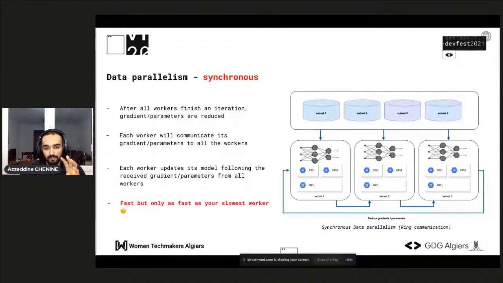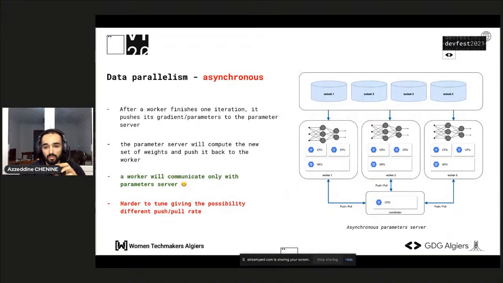So the idea here is that you keep the same architecture as the synchronous one, but what you add is what we call the parameter server node, which is a simple node hosting the parameters of your model, and it can be only CPU. You don't need GPU for this. So the tweak here is that when a worker finishes one iteration, it will push the gradient or the parameters to the parameter server, where your weights are being hosted. When the parameter server receives the new weights pushed by your worker, it will push back an update of these weights to the worker that pushed them. So the parameter server will compute the new set of weights and push it back to the worker.